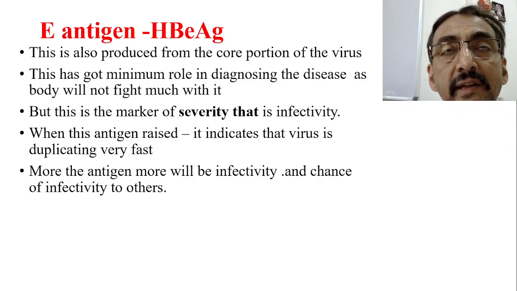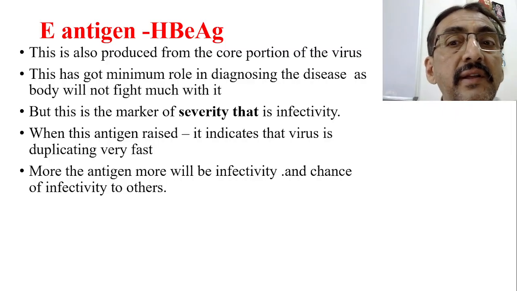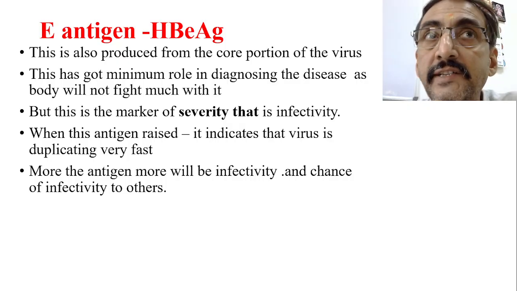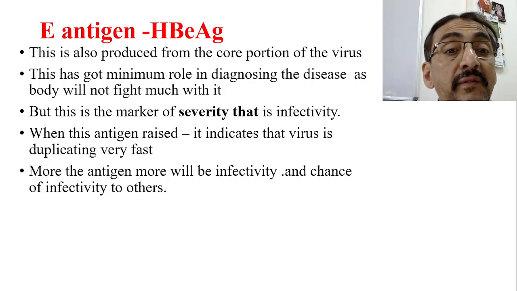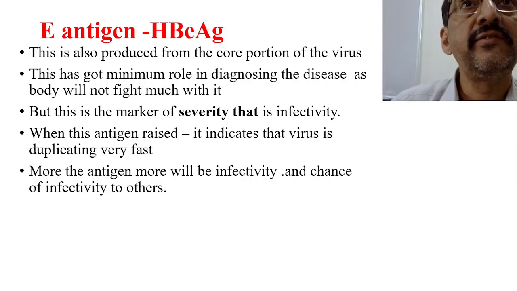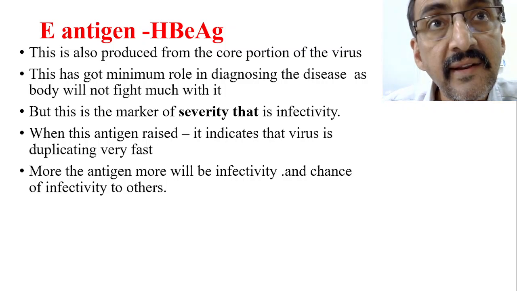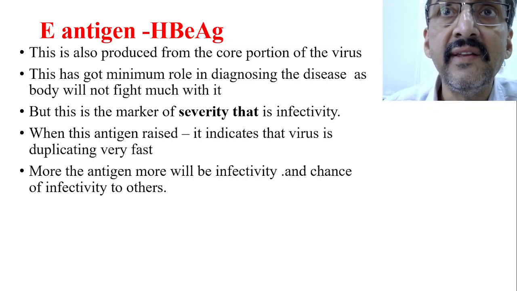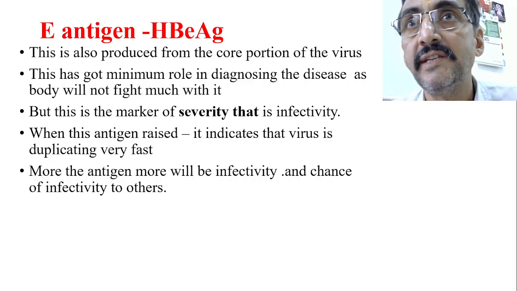If HBe antigen is increased, that suggests that severity is more. Severity of the infectivity is more. When this antigen is raised, it indicates that the virus is duplicating very fast inside. So the more the antigen, the more the infectivity and chance of infecting others. Therefore, in a hepatitis B positive patient, we have to see which particular antigen is rising. Antigen S is rising, E is rising, or C is rising. If E is rising, that suggests that this person has more chance of spreading the infection to others. Infectivity is more.